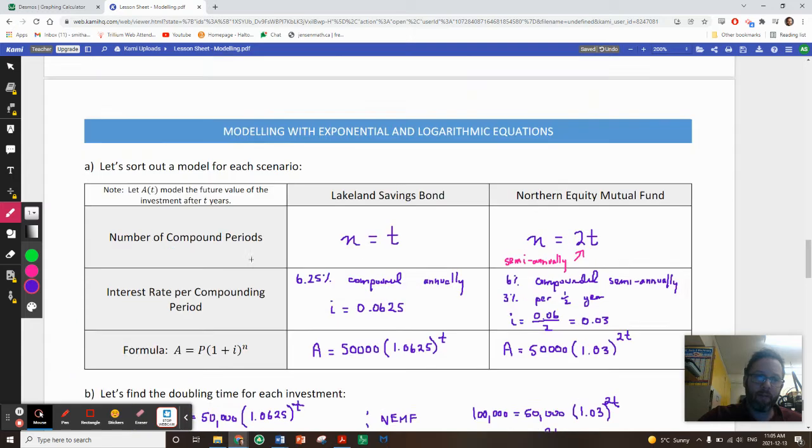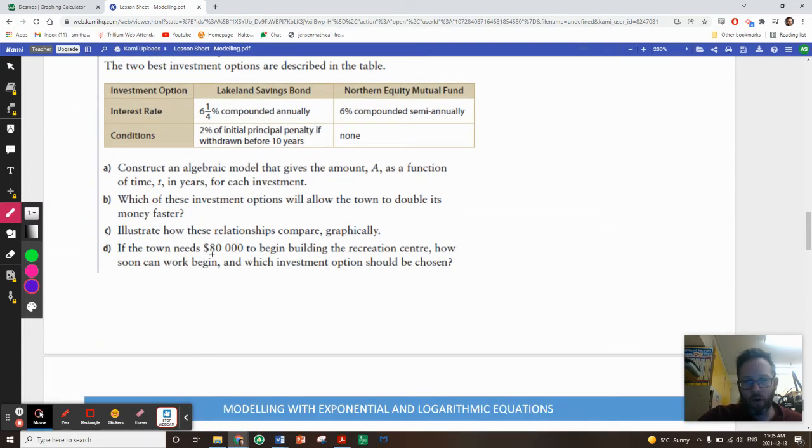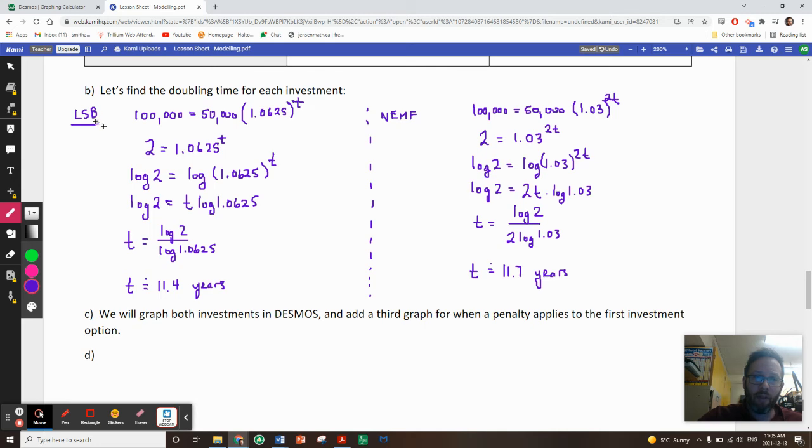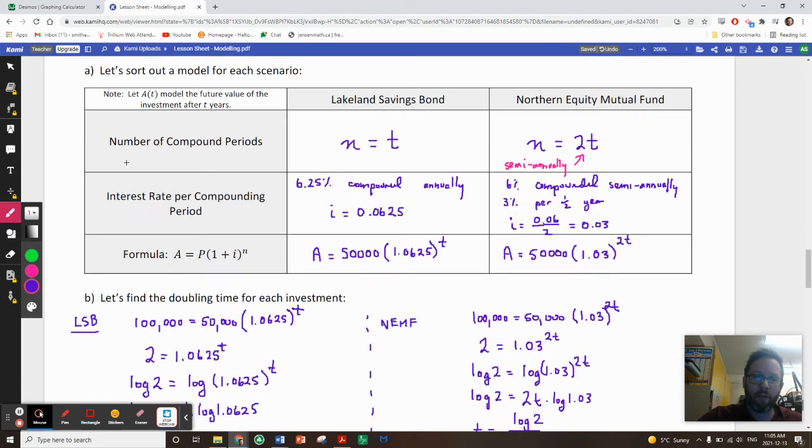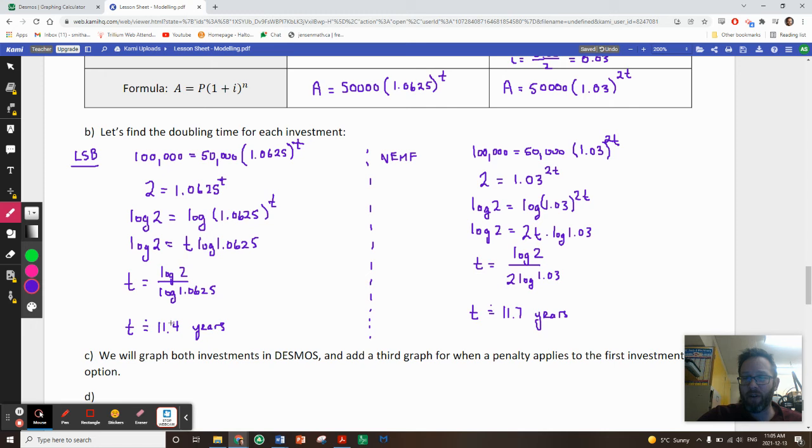So let's continue on here because we're going to be looking for when we're going to have $80,000. And obviously that's less than 100,000. So that's going to be less than 11.7 years. And if it's before 10 years, remember, even though the Lakeland savings bond grows faster, before 10 years, it's going to be worth more, but there's going to be a penalty for withdrawing that early. So that's something to keep in mind.